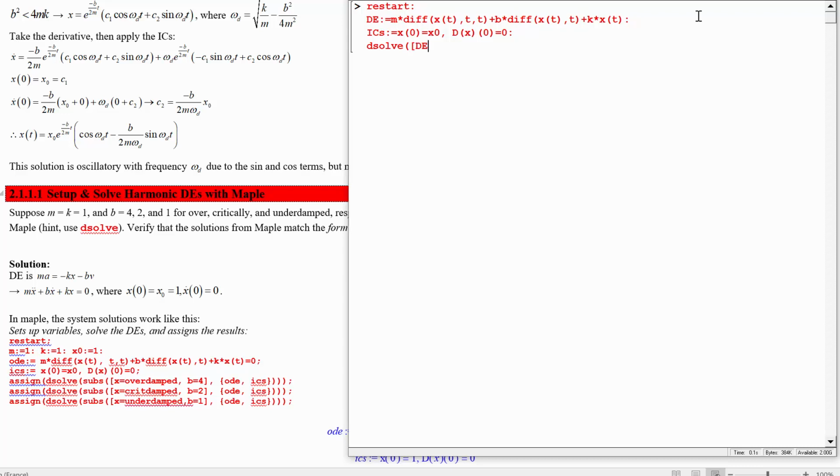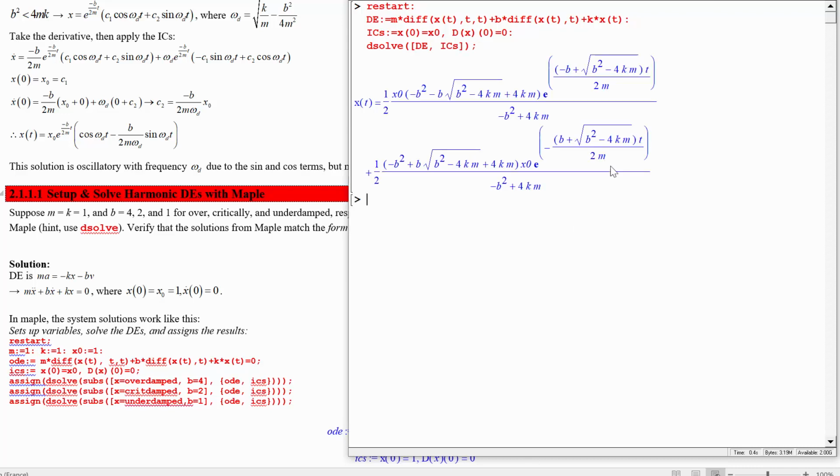Dsolve, dE, ICs, let's see. So we do have the solution, just like we found earlier. Notice that it's this form, e to the negative b, and this whole thing that we were getting before. And it seems scaled to x naught, which is reasonable given that we're starting at some spot x naught. Okay. Yeah, so we're able to get a general solution, or really a particular solution to this for this exact set of initial conditions.